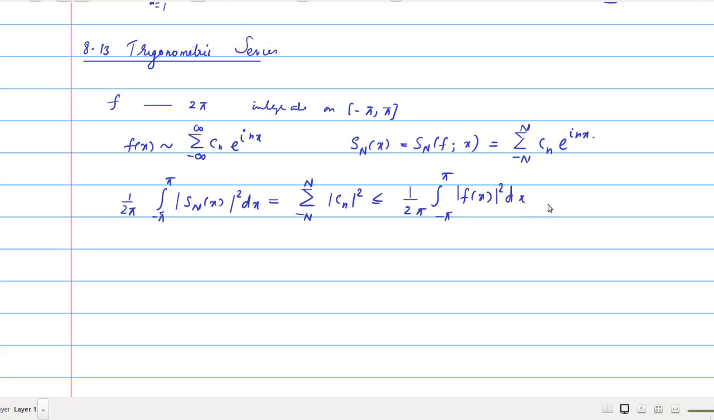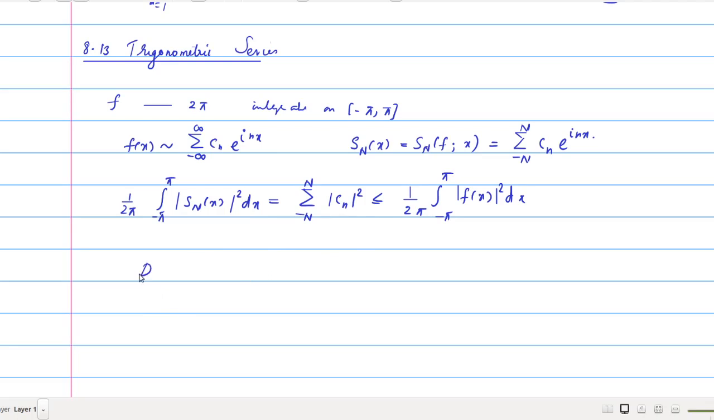Now our next intention is to find the Dirichlet kernel for this Sn, or to get a better expression for this Sn. This is not a very handy notation or expression for this Sn of x. So next we will find a convenient expression for this Sn of x using the Dirichlet kernel.